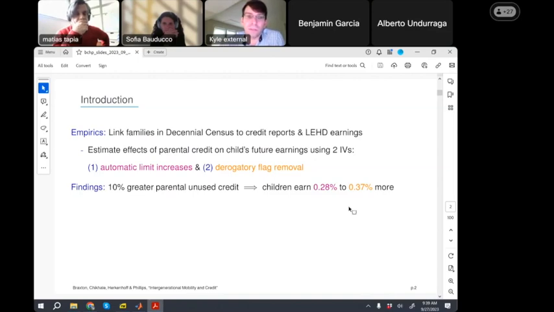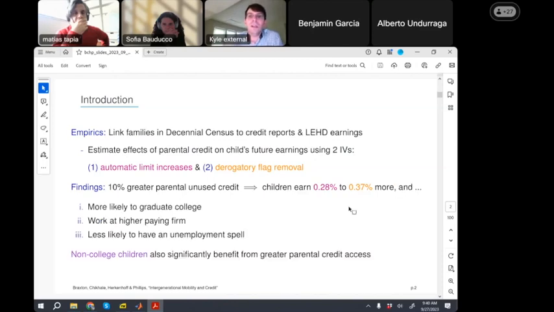Under both of these instruments, we find that a 10% increase in unused credit among the parents, so a change in their limit, leads children to earn something like 0.3 to 0.4% more in the labor market. That's about a factor of 5 to 10 times less than if I had just given them a dollar of income. If you want to benchmark this mentally, it's about a factor of 5 to 10 times less than if I had just given the parent $1 of earnings.